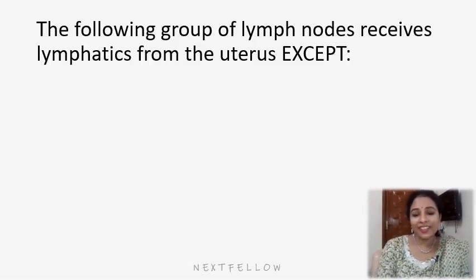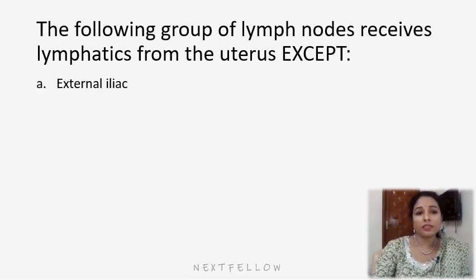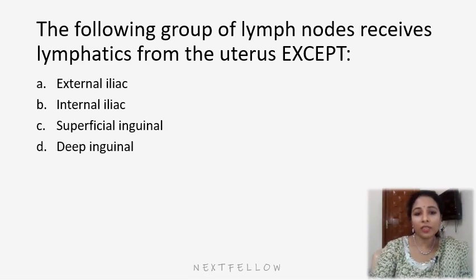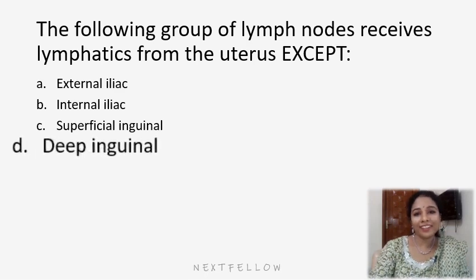So let's see some questions associated with the uterus. The following group of lymph nodes receive lymphatics from the uterus except: external iliac, internal iliac, superficial inguinal, deep inguinal. So the lymphatics from the uterus reach the superficial inguinal nodes but not the deep inguinal nodes. So the answer is deep inguinal. The lymphatics follow the round ligament of the uterus to reach the superficial inguinal lymph nodes. The upper part of the uterus, like the fundus, drains into para-aortic and pre-aortic lymph nodes. Lymphatics from the cervix spread towards the external iliac as well as internal iliac lymph nodes. So that is about the lymphatic drainage.